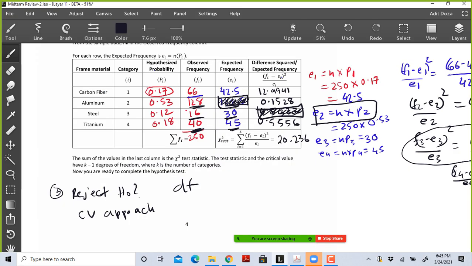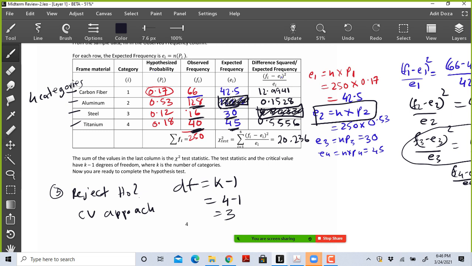So how many categories are there, Adrian? It's 4. Yes, there are 4 categories here. So 4 minus 1, the degree of freedom would be 3. Don't make this mistake. In the goodness of fit test, many students by mistake do n minus 1. It's not n minus 1. n minus 1 will give you a wrong answer.